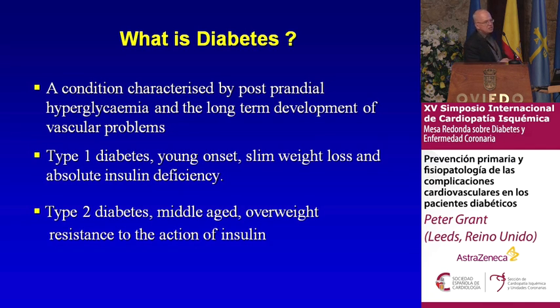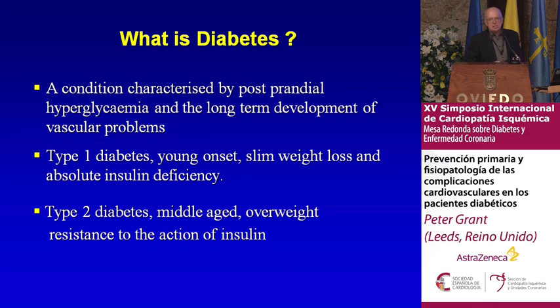Type 1 diabetes occurs in young patients who are usually slim, they've lost weight, and they have absolute insulin deficiency because the beta cell ceases to function. As they progress through life, there's now a recognition that some of them develop insulin resistance as well if they put on weight a little later on. But early on, they only have the problem of insulin deficiency.